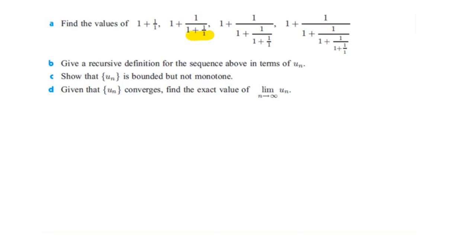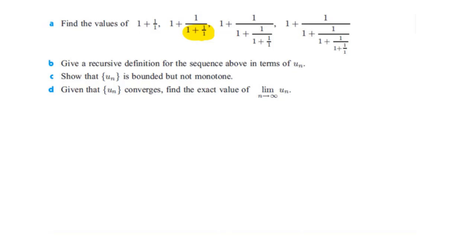notice this bit here is exactly the same as the first term, right? So if the first term is 1 plus 1 over 1, which is just 1 plus 1, which is 2, the second term is going to be 1 plus 1 over the first term. So does that carry on working?